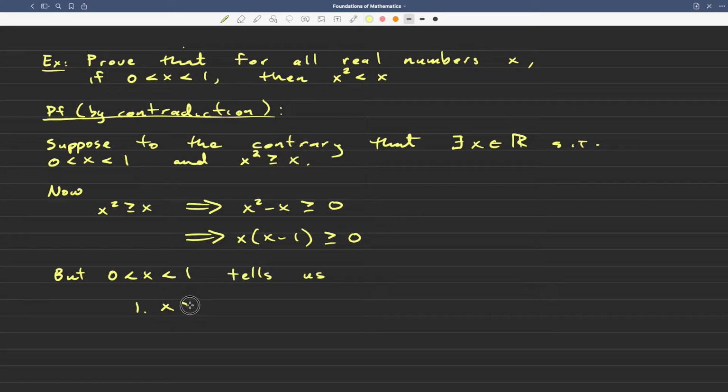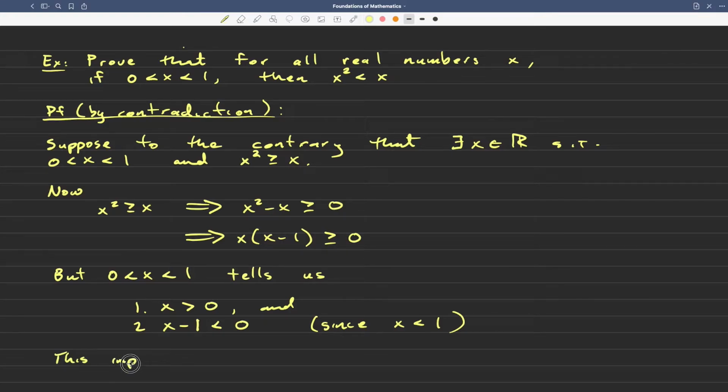But 0 is less than x is less than 1 implies two things. Certainly x is greater than 0. And two, it tells me that x minus 1 is less than 0, since x is less than 1, right? If you just subtract 1 from both sides of that inequality, then you get x minus 1 is less than 0. So in other words, x is positive, but x minus 1 is negative.